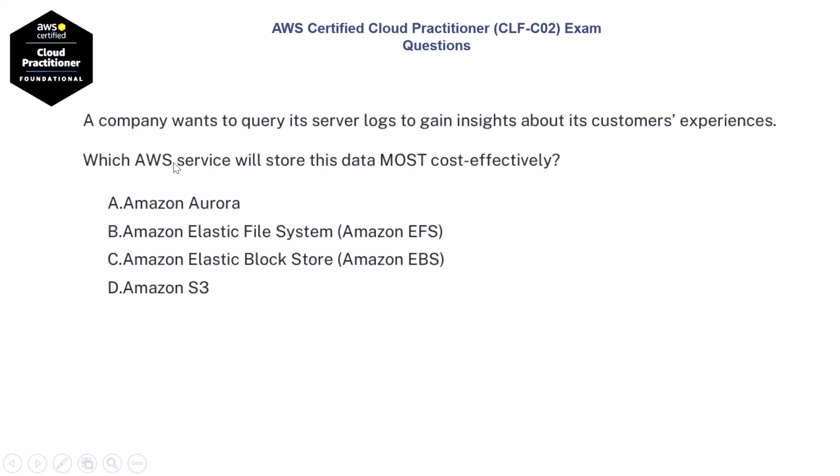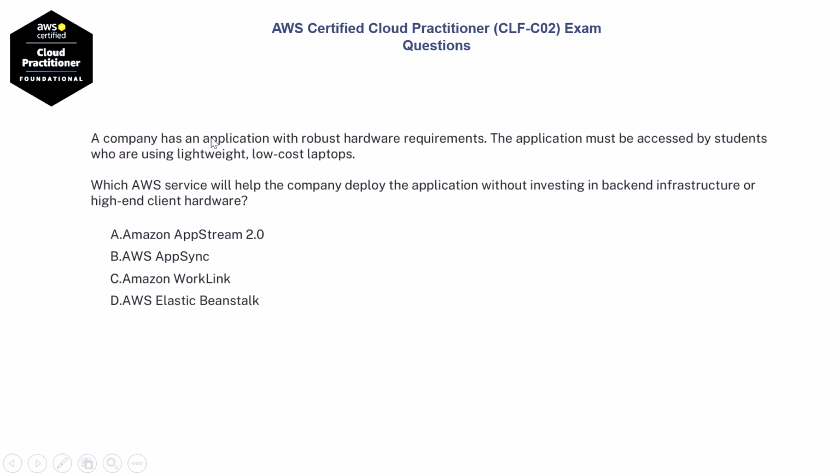Next question. A company wants to query its server logs to gain insights about its customer experiences. Which AWS service will store this data most cost effectively? The options are option A, Amazon Aurora, option B, Amazon Elastic File System, option C, Amazon Elastic Block Store, option D, Amazon S3. The correct answer is option D, Amazon S3.